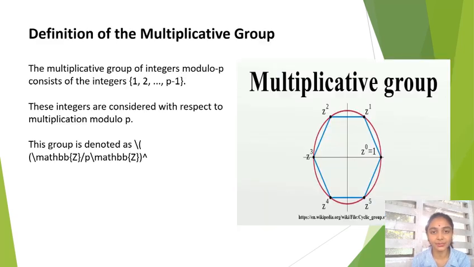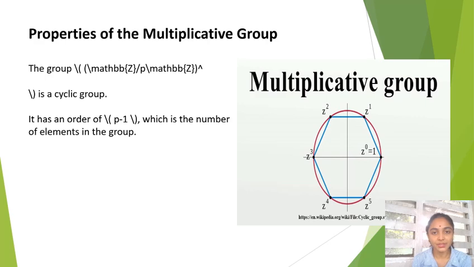Definition of the multiplicative group. The multiplicative group of integers modulo p consists of the integers 1, 2, 3, and so on till p minus 1. These integers are considered with respect to multiplication modulo p. The group is denoted as shown. Properties of the multiplicative group: it has an order of p minus 1, which is the number of elements in the group.